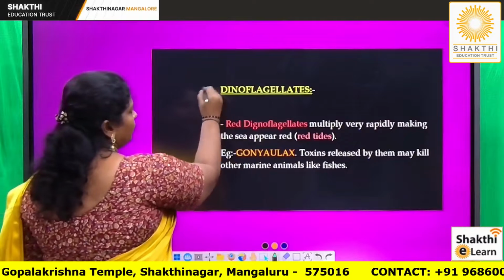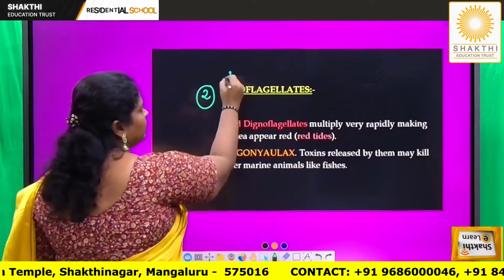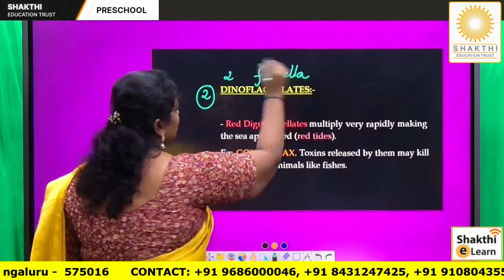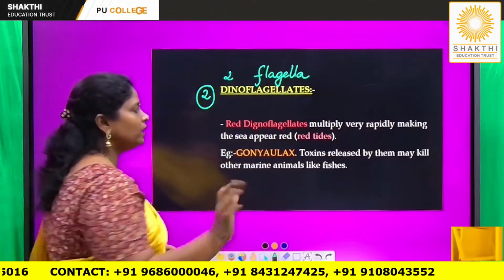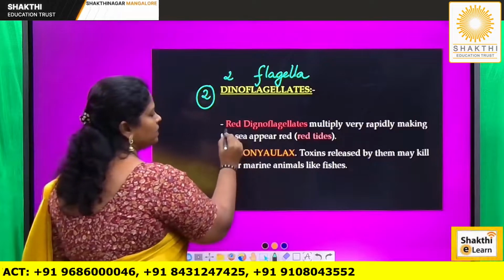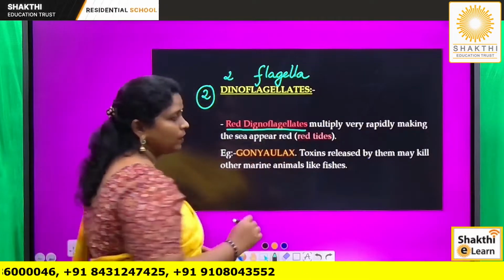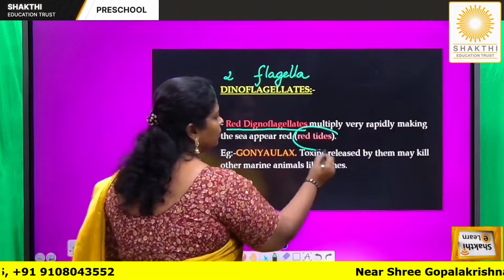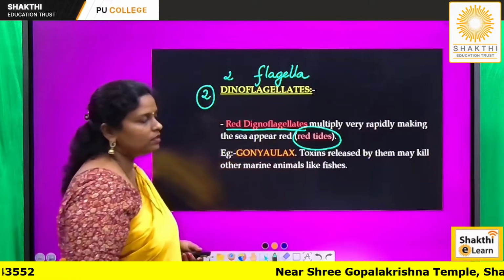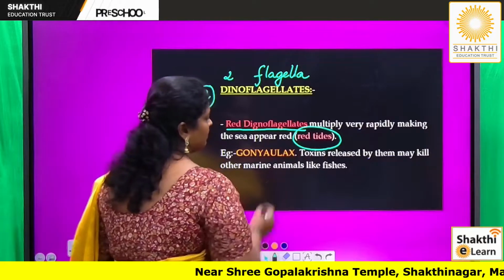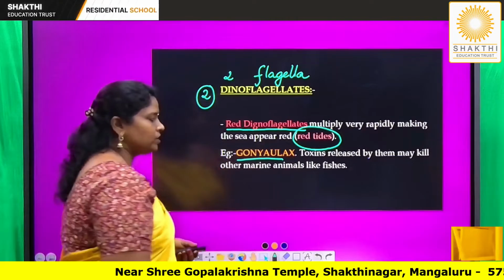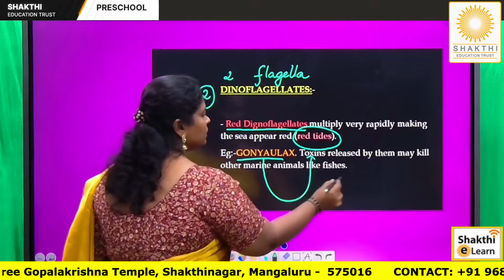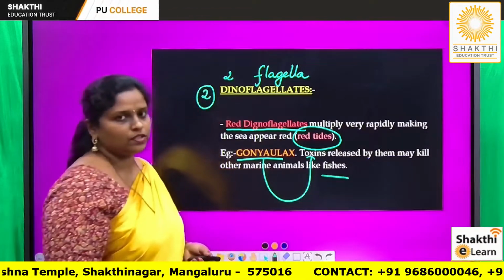The second group is dinoflagellates. What is the meaning of this? Di means 2. Flagellates refers to flagella. So this is a group which has 2 flagella. Very important under this, among different types, are red dinoflagellates which appear red. They multiply very fast, converting a part of the water body to appear red in color. This is what is called red tides. A good example of a red dinoflagellate is Gonyaulax. It will release toxic chemicals which can kill aquatic animals like fishes.